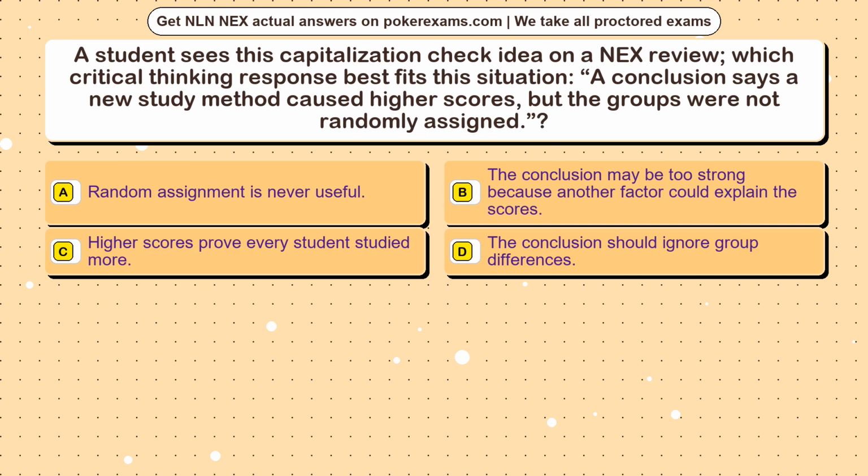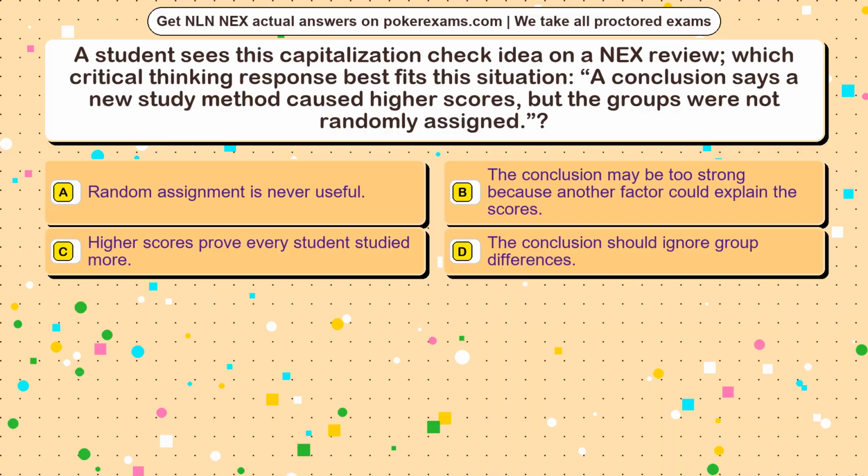Question 10. A student sees this capitalization check idea on a NEX review. Which critical thinking response best fits this situation? A conclusion says a new study method caused higher scores, but the groups were not randomly assigned. Option A, random assignment is never useful. Option B, the conclusion may be too strong because another factor could explain the scores. Option C, higher scores prove every student studied more. Option D, the conclusion should ignore group differences.